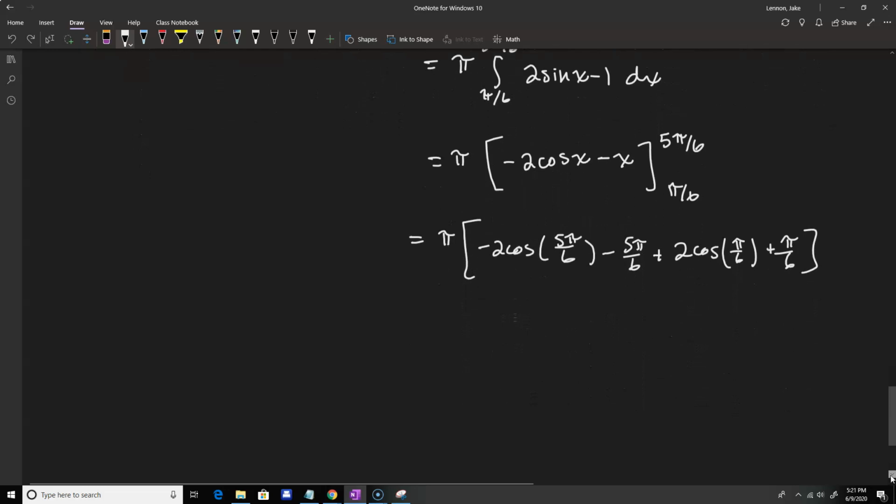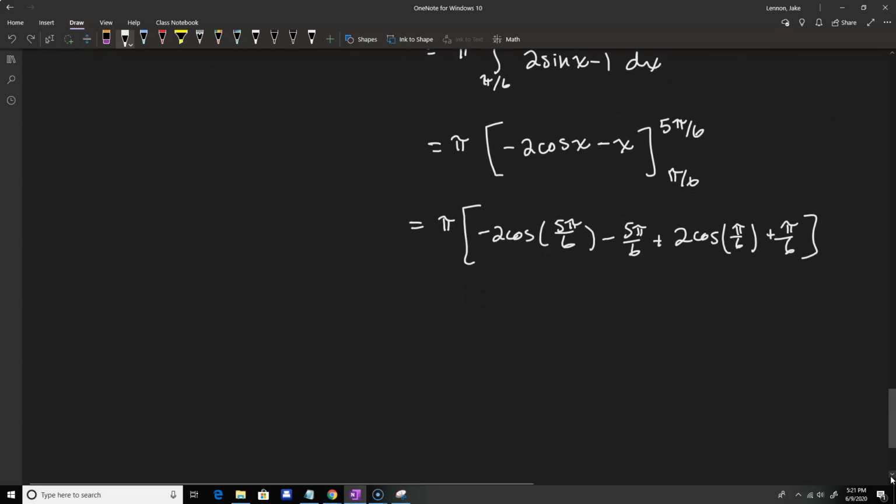Cosine of 5 pi over 6. What is that going to be? That's going to be in quadrant 2. It's going to be negative radical 3 over 2. So we're going to get pi times, so negative radical 3 over 2 times the negative 2 is going to make this positive radical 3. Minus 5 pi over 6 plus pi over 6 is going to be minus 4 pi over 6 or minus 2 pi over 3. And then plus 2 cosine pi over 6.